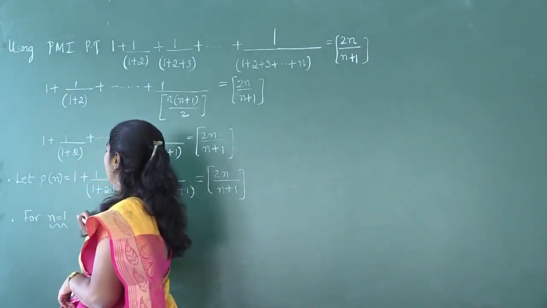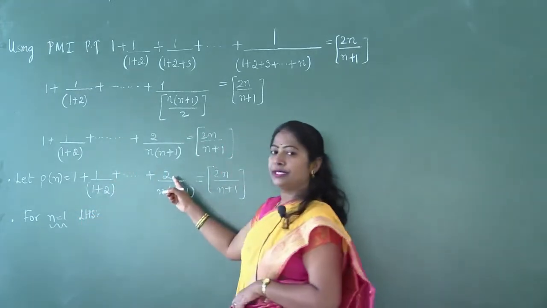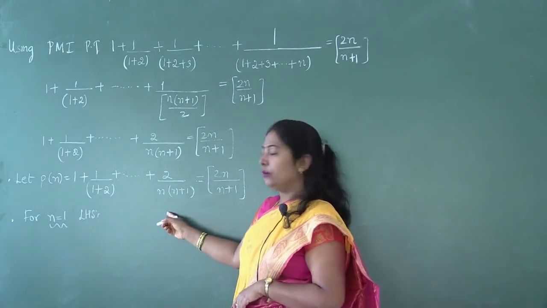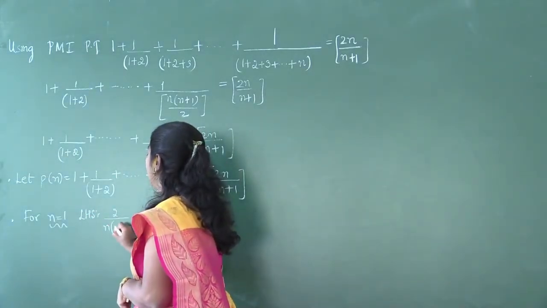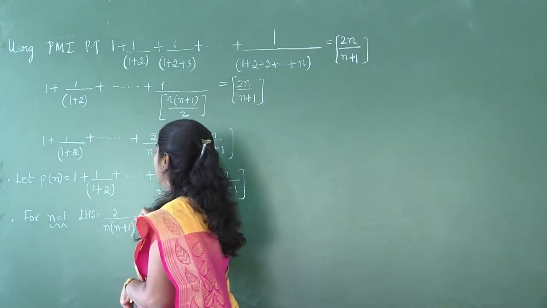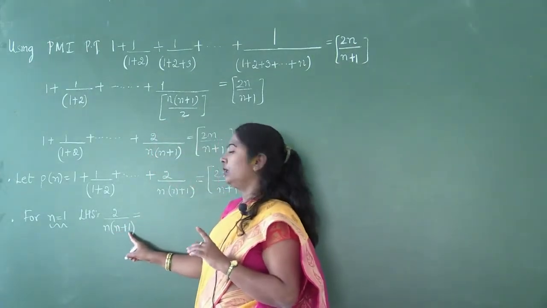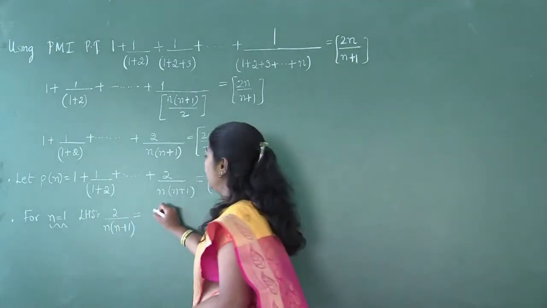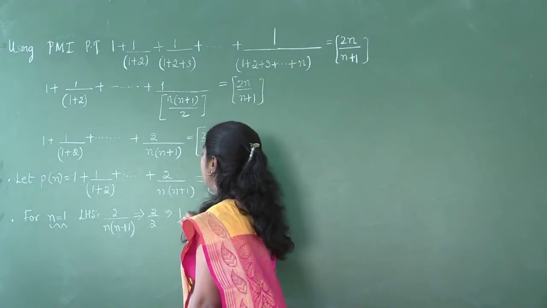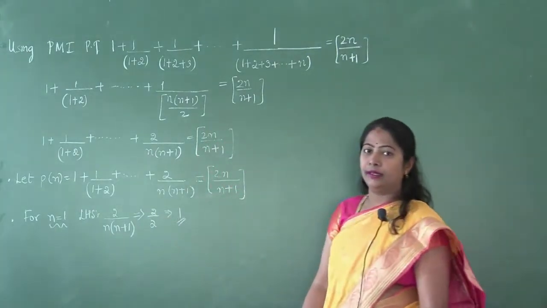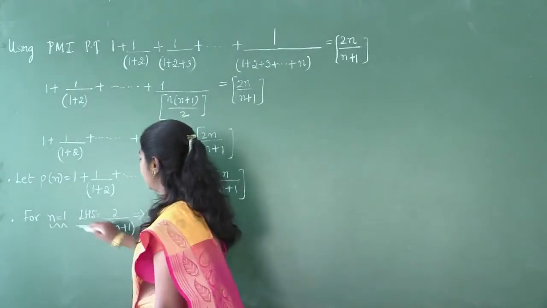For n equal to 1, consider LHS. What is LHS? 2 divided by n into n plus 1. n takes the value what? 1. So 1 plus 1 is 2, 2 ones are 2. This can be written as 2 by 2, which implies the LHS answer is 1.